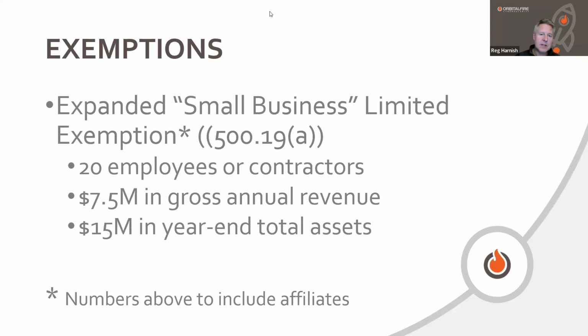So if you have subsidiaries, if you're using contractors, there is a little bit of fine print here on this limited exemption. But if you are a simple legal entity, only conducting business internally or through that single entity, and your numbers are less than this, then you are qualified for a limited exemption under 19A. And that means there's a whole bunch of things that you're not required to do.